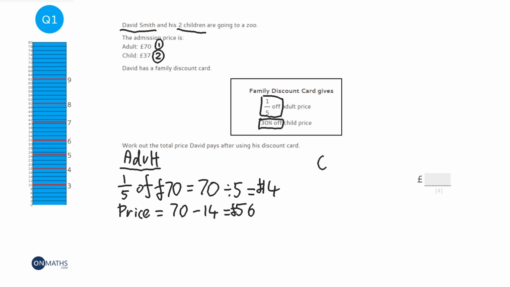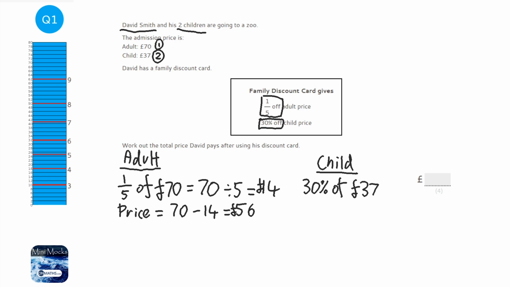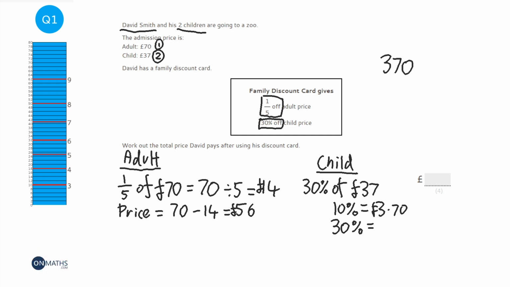Let's do the child price. Okay, so it's 30% off the child price. So we want to do 30% of £37. Let's do the equals down here to give us some room. Well, I know that 10% is going to be £3.70, and then I need to times that by 3. I could do it in pence: 370, and then just times that by 3.